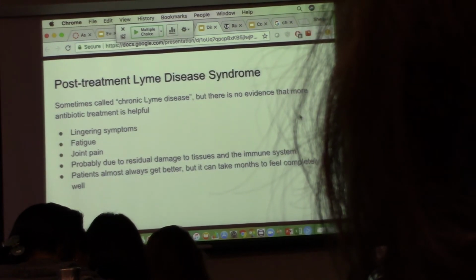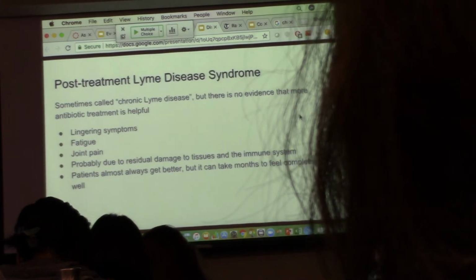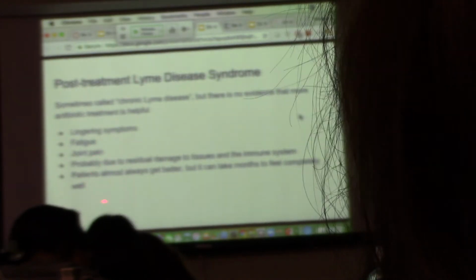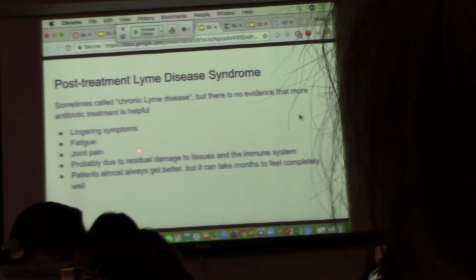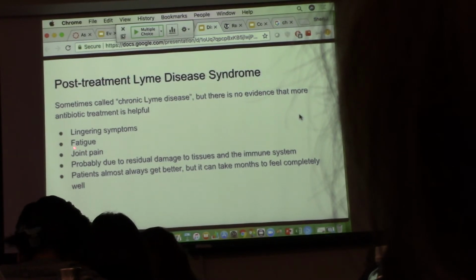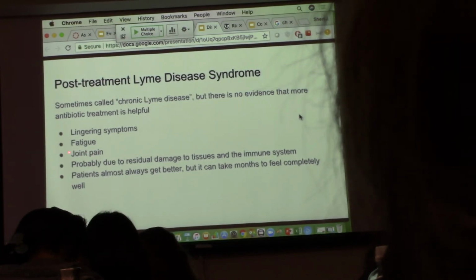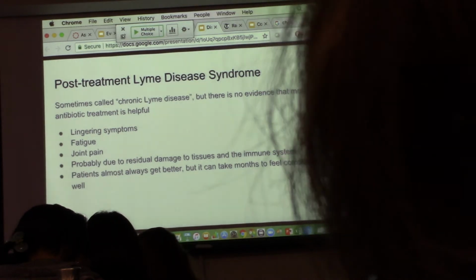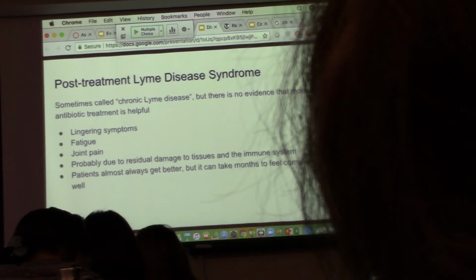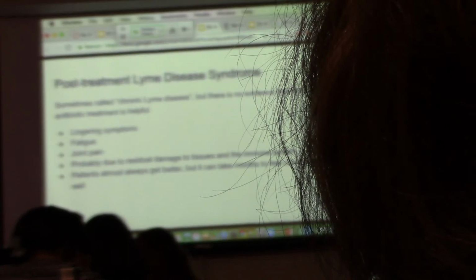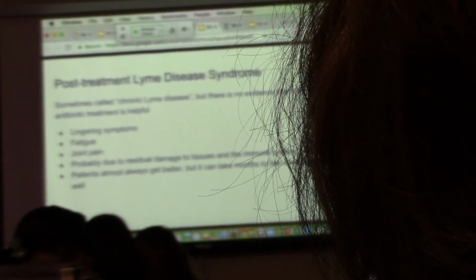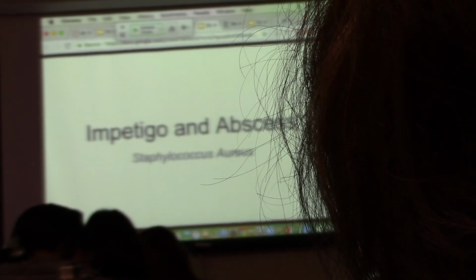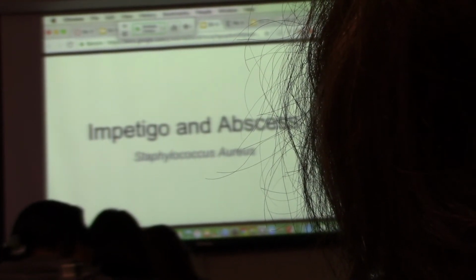All right, post-treatment Lyme disease syndrome, not chronic Lyme disease. So these are people that are having pain after they've been treated. Lingering symptoms, I said joint pain being one of them, fatigue, damage to resulting tissues and the immune system probably causing that. Patients do get better, but it can take months for your body to recover from an infection like this. Okay, so that's our disease of the day. Any questions on Lyme disease?